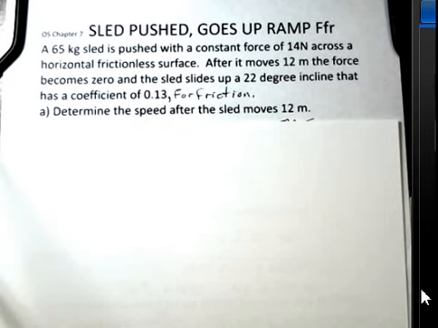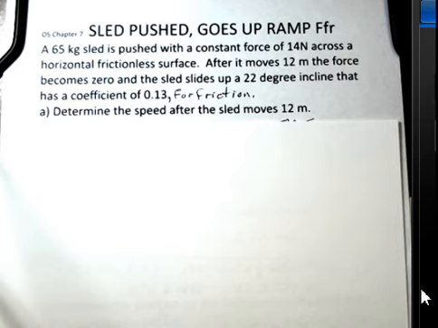In this video, we're going to examine a problem where we have a mass, an object, pushed with a constant force for a given distance, and we'll try to determine the speed of the object after it moves through that distance. And then in part B, we're going to let the object go up a ramp that has friction and see how far it goes up the ramp.